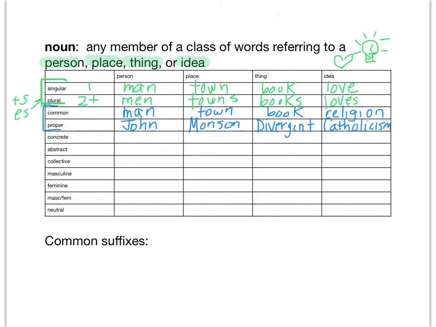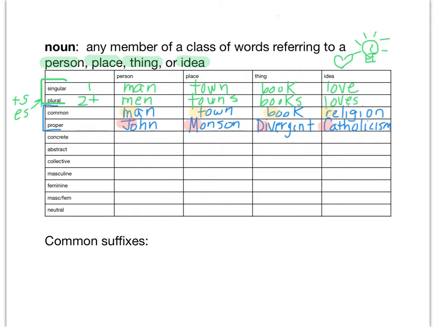Now, the one thing I want to point out is you'll notice that in common nouns, they're all lowercase. And this is important because as we get older and we get sloppy in our penmanship, if you don't capitalize proper nouns, then it's hard to know if you are naming something or you are just talking about a general thing. So in proper nouns, always, always, always capitalize a proper noun.